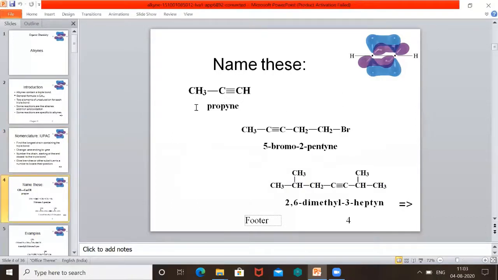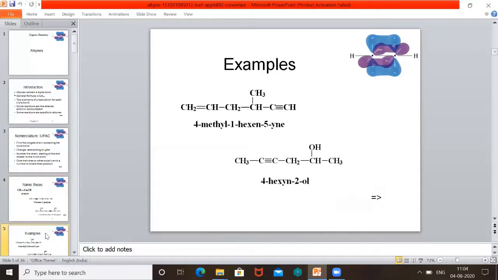1, 2, 3. Here the triple bond is after the first carbon, and there are 3 carbons, prop, and a triple bond, so we write propyne. Here you see 1, 2, 3, 4, and this one 5. At 5 we have a bromo group, so 5-bromo, and as the triple bond is after the second carbon, it is 5-bromo-2-pentyne. Like this, it is 2,6-dimethyl-3-heptyne, because the triple bond is after the third carbon. These are some examples where you can name the compound.